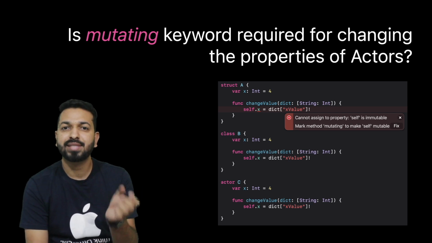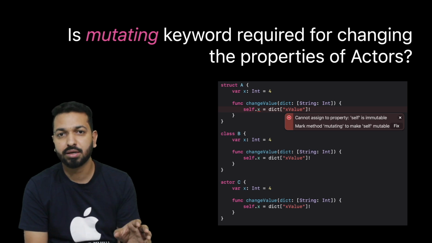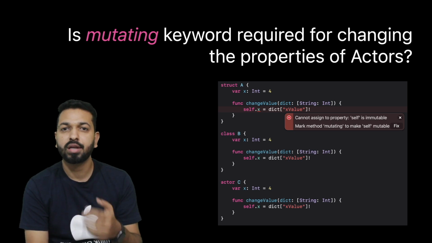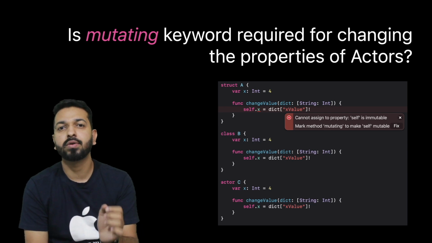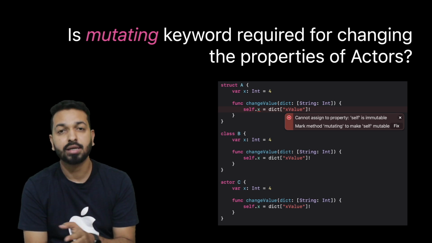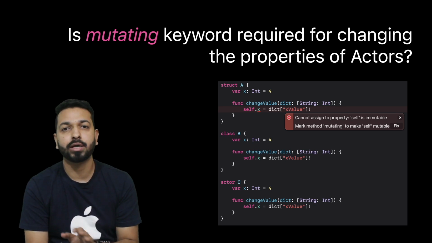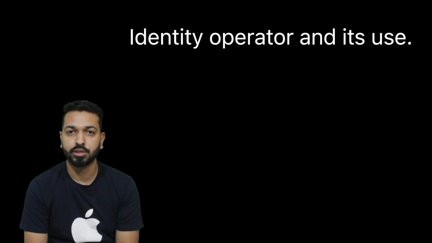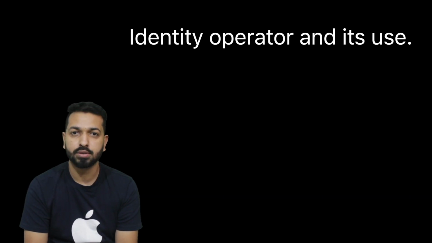This is because when self is passed to the functions of a struct, it is immutable. So whenever we try to change the value of any property of a struct, we get this error if we do not write the mutating keyword. But the answer to this question is that in case of actors or classes, we do not need the mutating keyword. Let's move on to the next question. Identity operator and its use.